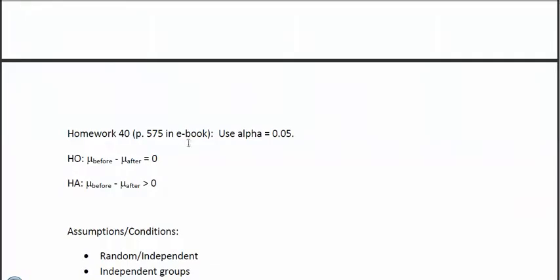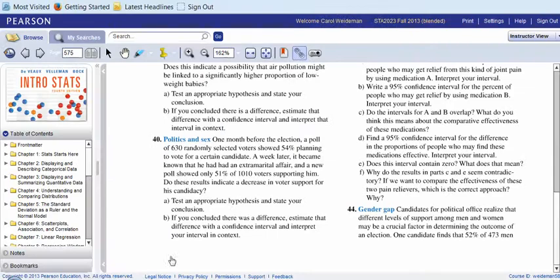So the hypothesis, we've got a before poll and an after poll. So the null is going to be that there's no difference. And then the alternative, they're wondering if his poll numbers dropped. So if they did, then we would expect the difference between the before and the after to actually be positive. And if you remember in the description, it was 54 and it had dropped down to 51%.